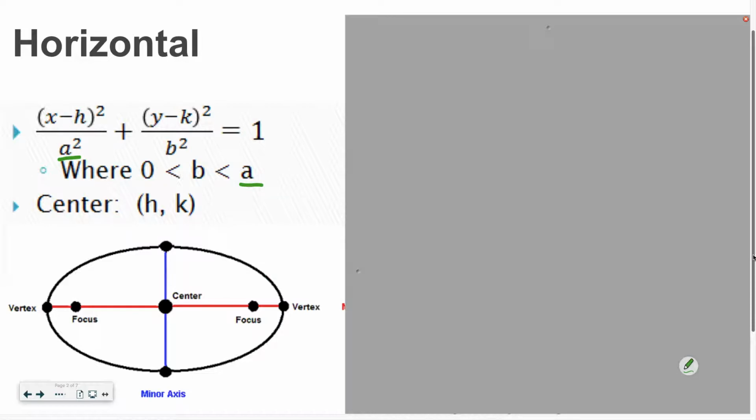All right, so you're going to plot the center first. Your vertex points are going to be a units away from the center. So since this is horizontal, we are going to move out horizontally a in both directions to create our two vertex points. We are then going to use b to plot the endpoints of our minor axis, and then we can get a shape.